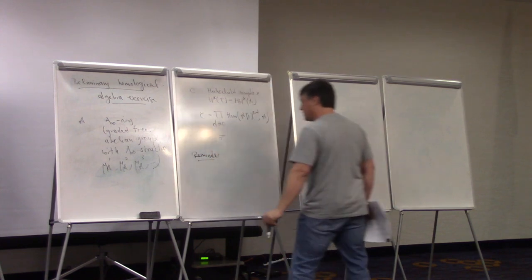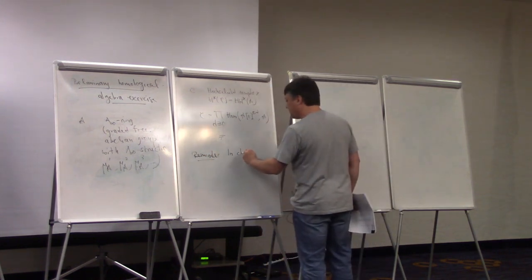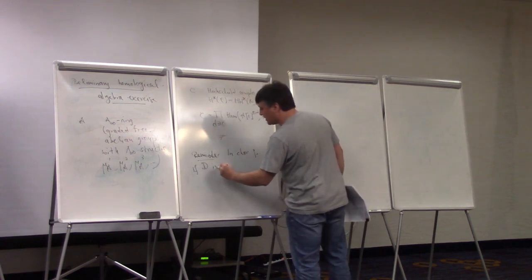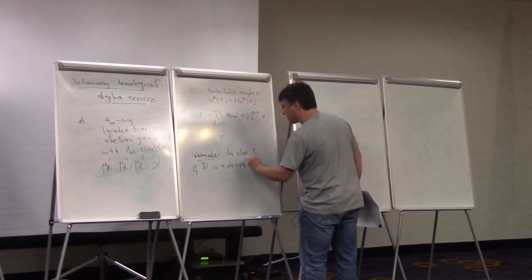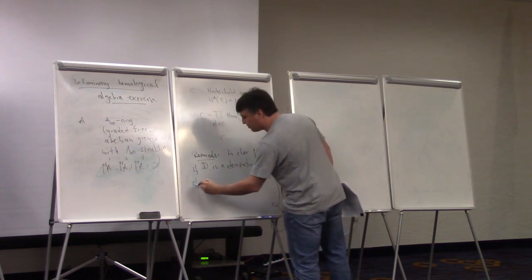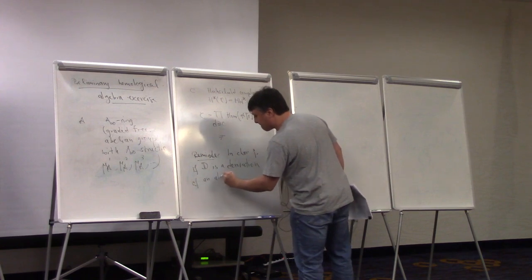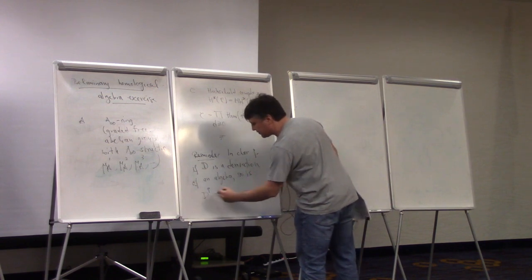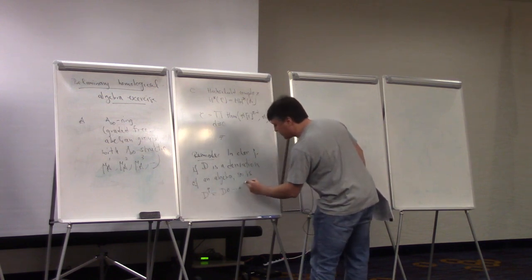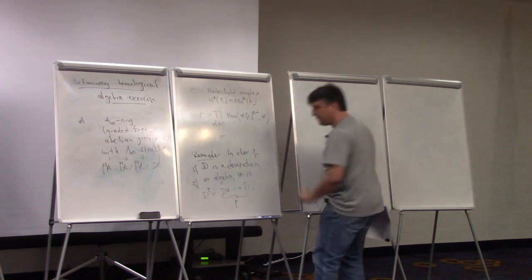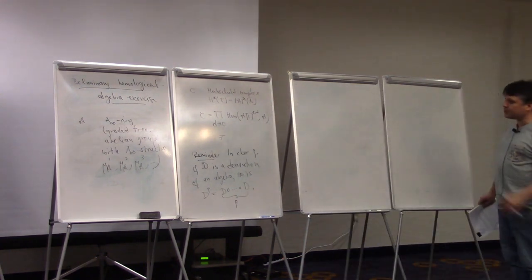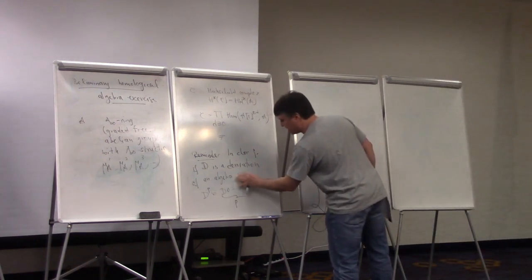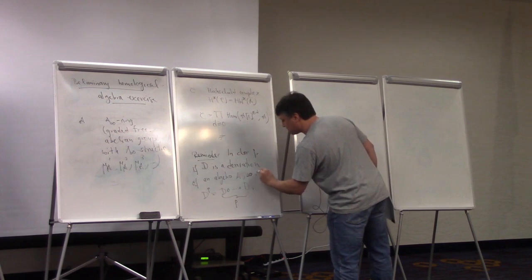important fact in algebraic geometry. In characteristic P, if D is a derivation of an algebra, let's say A, then so is D mod P, by which I mean the pth iterate. Okay? So the pth power of a derivation is again a derivation.